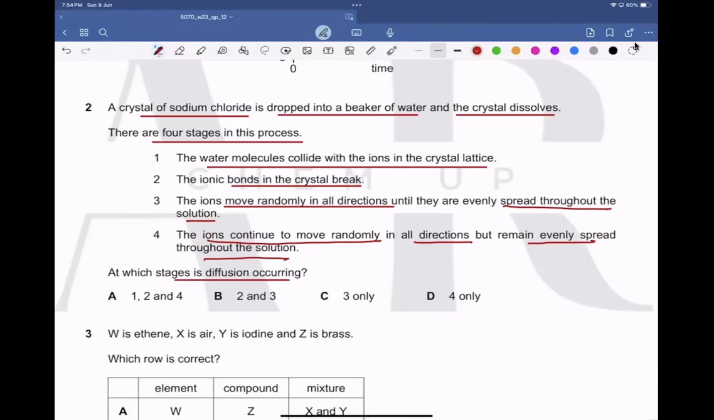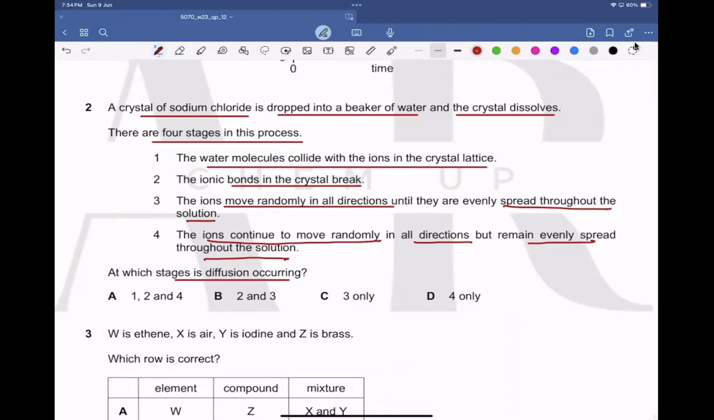So, ions move randomly in all directions until they are evenly spread throughout the solution. Ions continue to move randomly in all directions. As this is a liquid, initially when it gets dissolved, the ions start to move randomly, but it's not a gas.